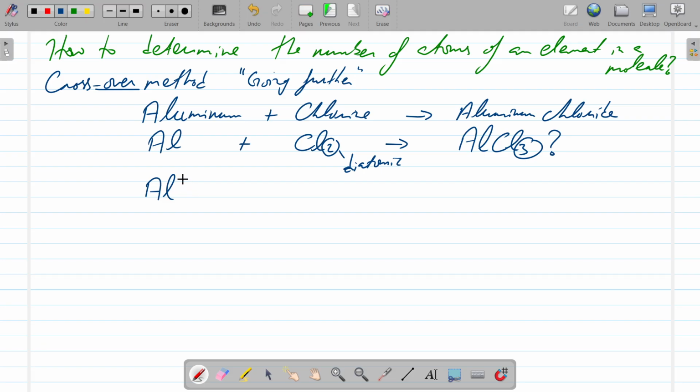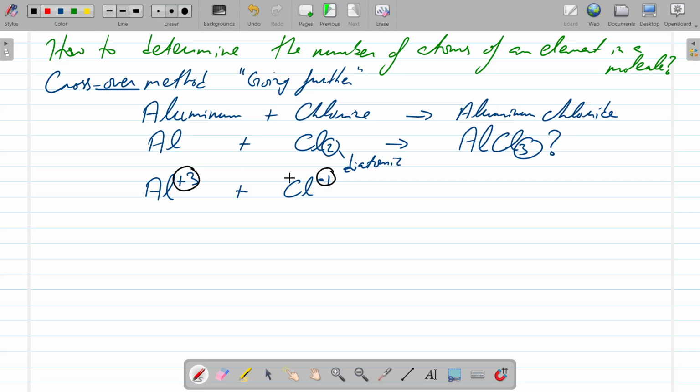And it's a metal, so it's going to lose electrons, so plus 3. And you've got chlorine, just simple chlorine. What's the oxidation state of chlorine? Minus 1. Simple chlorine gains 1 electron. One atom of chlorine gains 1 electron. So what you do in the crossover method is take these oxidation states. Forget the signs, plus and minus, just take the number.